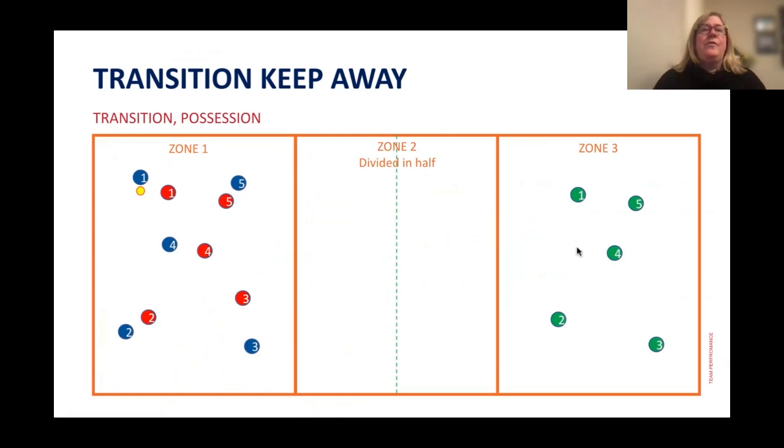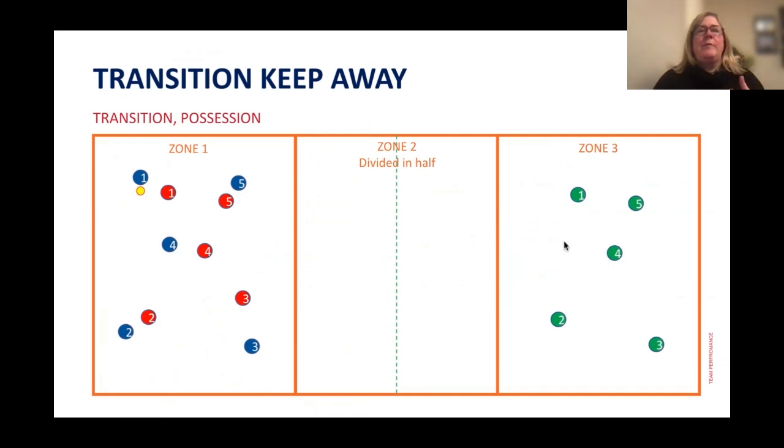Halfway through zone 2, the blue team should be riding or redefending, trying to cause a turnover. If the blue team were to get the ball turned over in their half of zone 2, they would go back to zone 1 and continue the keep away.